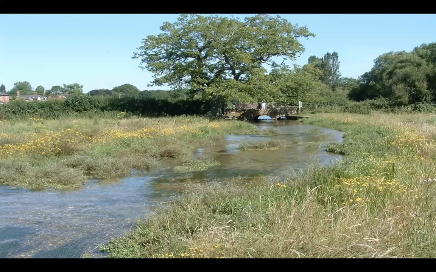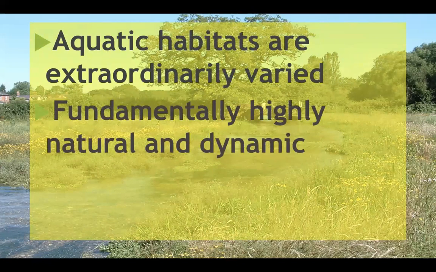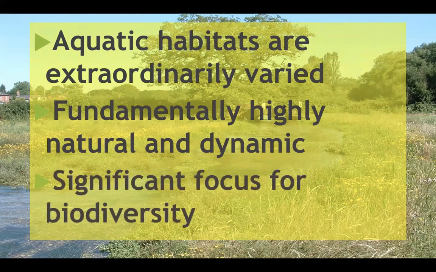So when we're looking at aquatic habitats, extraordinarily varied from the images here, where you've got a small babbling chalk stream, and we all know about chalk streams, a very rare environment, of which the vast majority are in the British Isles, or certainly within England. Very natural, very dynamic, very rapidly changeable systems, and they are a significant focus for our biodiversity. They support massive amounts of life, both aquatic and terrestrial. So they're an incredibly important habitat type across the United Kingdom.